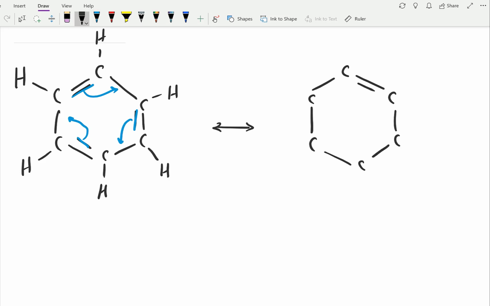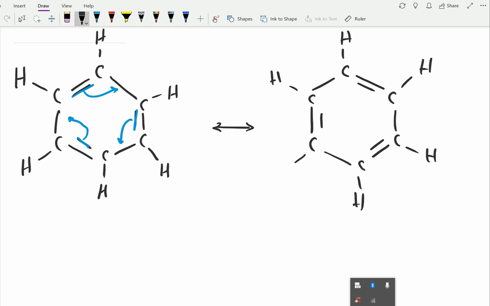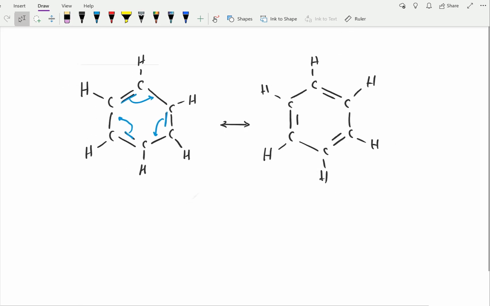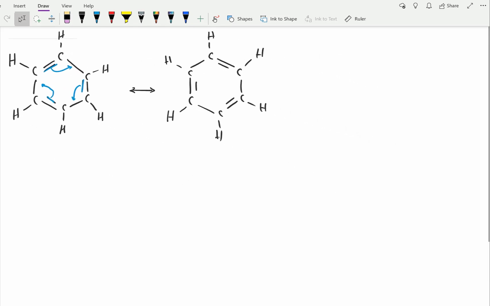In this case, the double bonds are in these positions. So you can see the only difference between them is the location of the double bonds. And actually, neither of these two is exactly the correct structure for the benzene. The correct structure of the benzene is the average between these two structures. We can show the average by the circle inside the benzene ring.